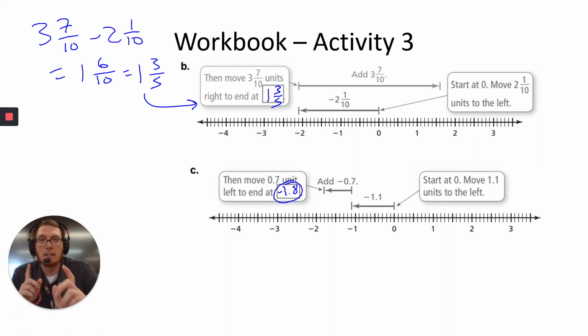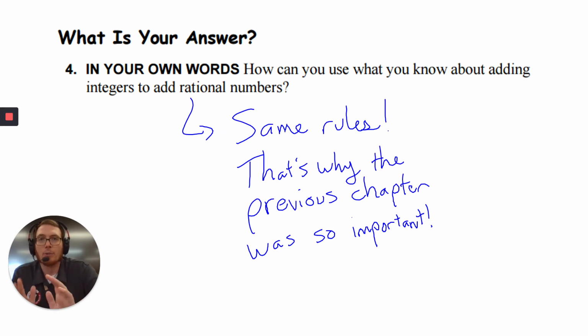So the key is that the rules are exactly the same as what they were for integers. The reason that I slowed down a lot in the first chapter and made sure we're clear about the rules is because when we get to rational numbers, the same rules apply. So if there's 2 negatives you're adding together, add them up, make it negative. One of each, subtract, and figure out which one is larger. Okay, so please make sure that you're clear on those ideas as you're going through this lesson.